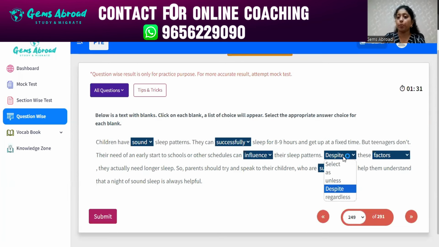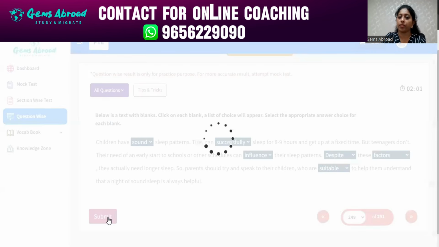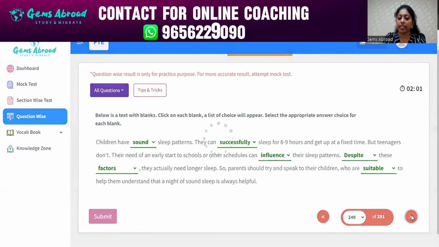Despite is a preposition, so the preposition is followed by a noun. So a preposition to indicate that something is happening despite these factors. So this is how, again, so parents should try and speak to the children who are dash. They have to try and speak to the children who are understanding, so that they can understand, suitable. Okay, we'll submit. Right, we'll move on to the next question.